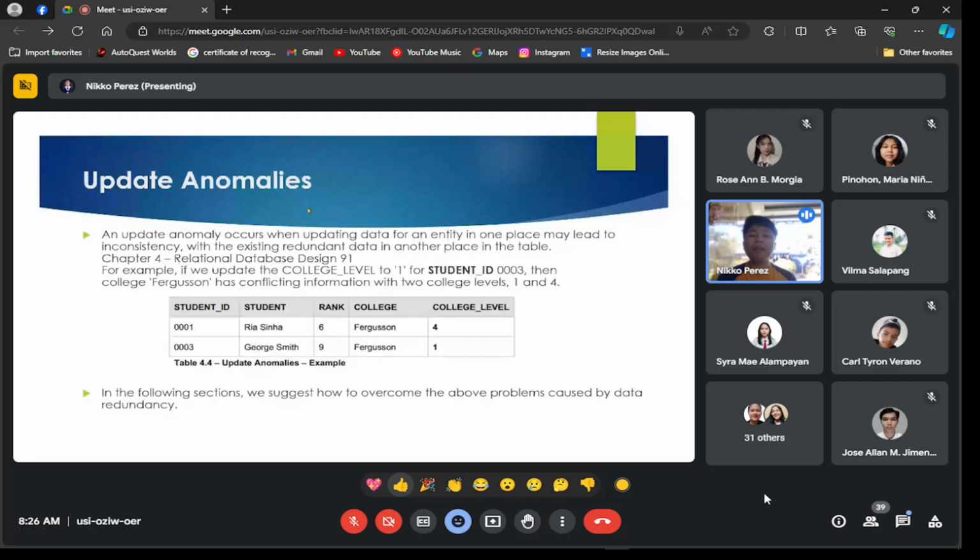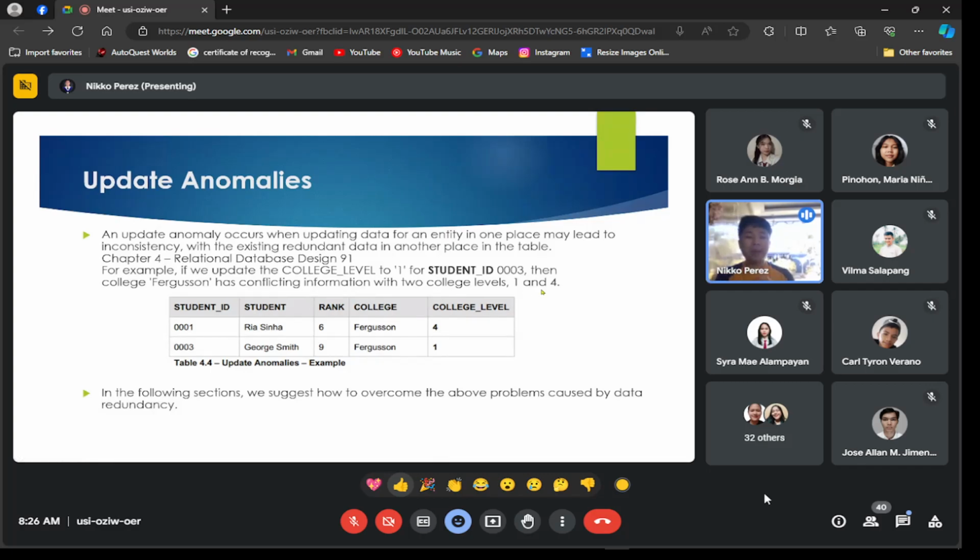An update anomaly occurs when updating data for an entity in one place may lead to inconsistency with existing redundant data in another place in the table. For example, if we update the college level to 1 for student ID 003, then College Ferguson has conflicting information with the two college levels 1 and 4.